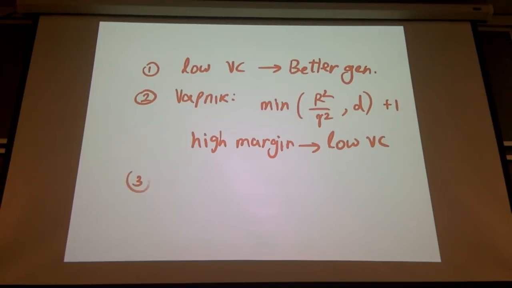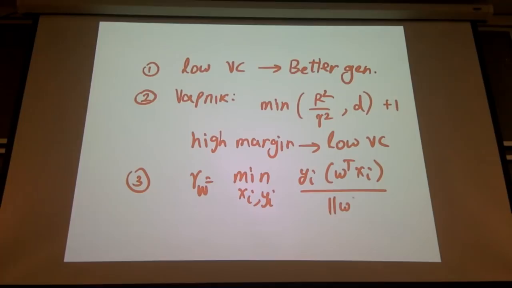Now the third point is, what is the margin? The margin is defined to be basically the distance of the point that's closest to the hyperplane, so it's the minimum among all xi and yi. So the margin of a classifier W is defined to be yi times W transpose xi, I'm going to ignore the bias term, divided by the norm of W. Right? So we want to maximize this term.